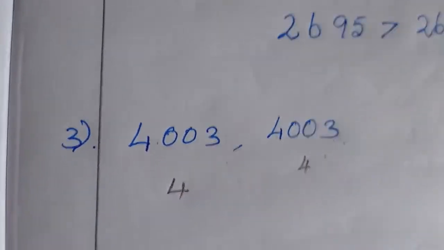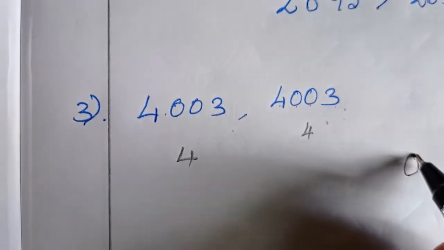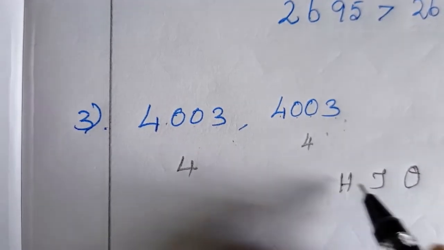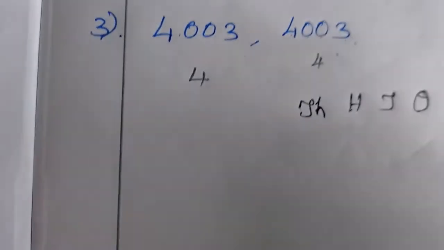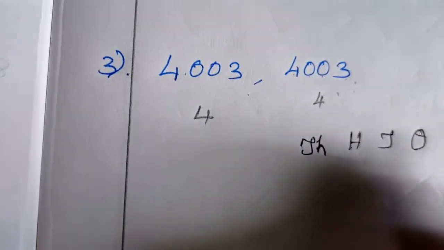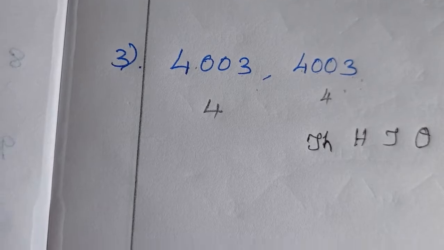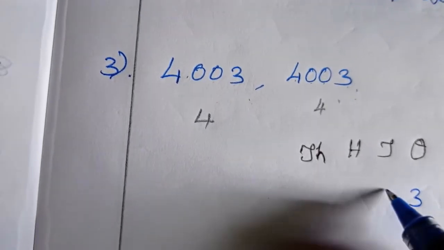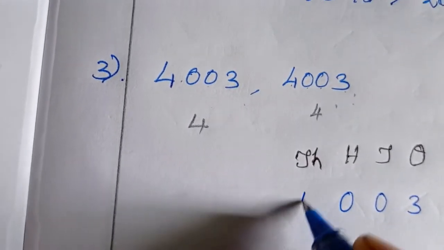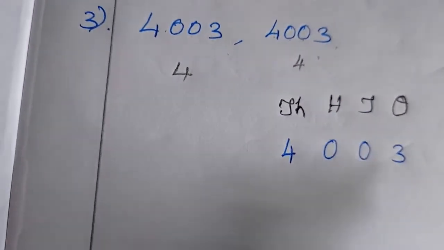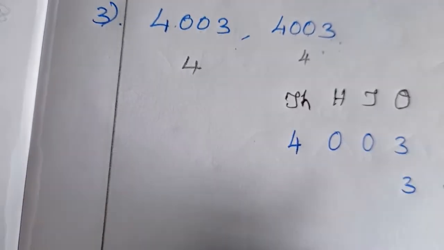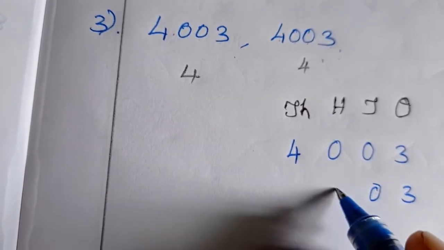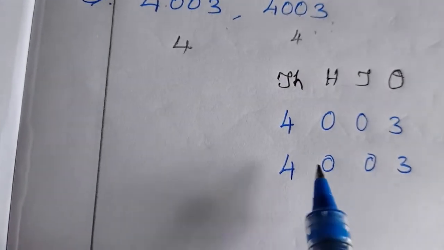So this is a 4-digit number. You have to write the ones, tens, hundreds and thousands place values. The first number: the ones place value is 3, the tens place value is 0, the hundreds place value is 0 and the thousands place value is 4. And for the second number also, the ones place value is 3, the tens place value is 0, the hundreds place value is 0 and the thousands place value is 4.